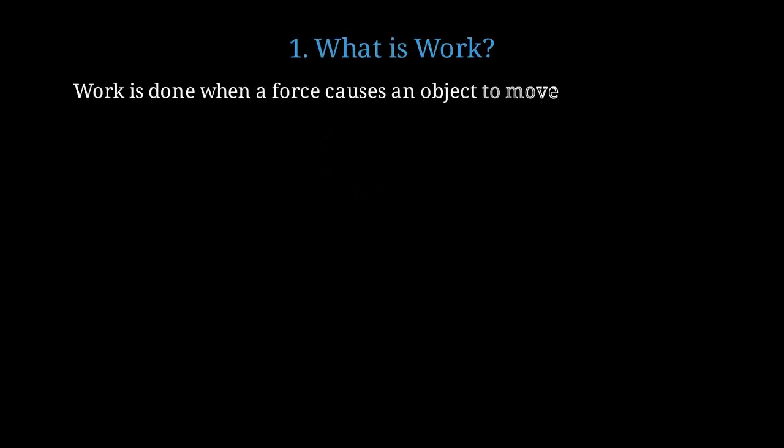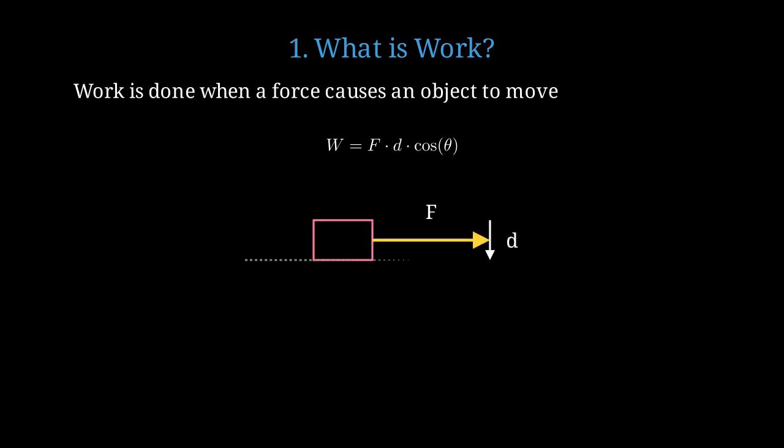Work is done when a force is applied to an object and causes it to move in the direction of the force. The work formula is W equals F times D times cosine theta, where F is force, D is displacement, and theta is the angle between them. Here we see a box being pushed by a force F across a distance D along a horizontal surface.